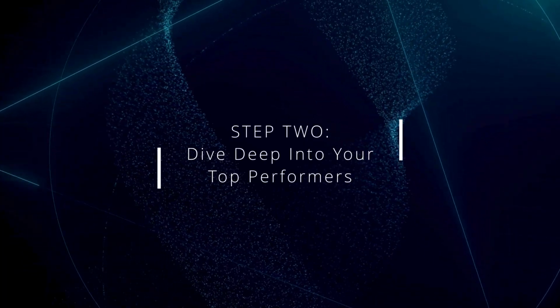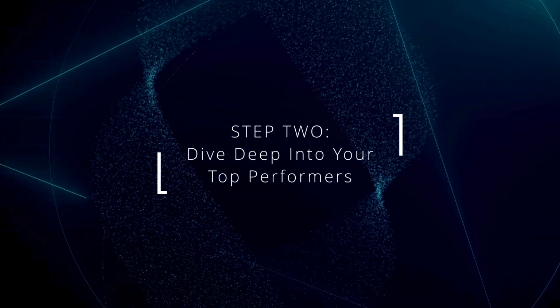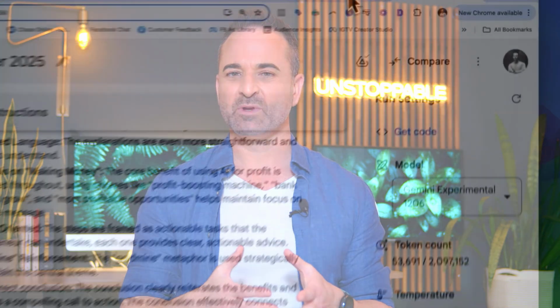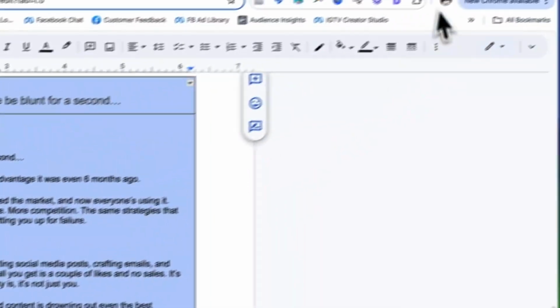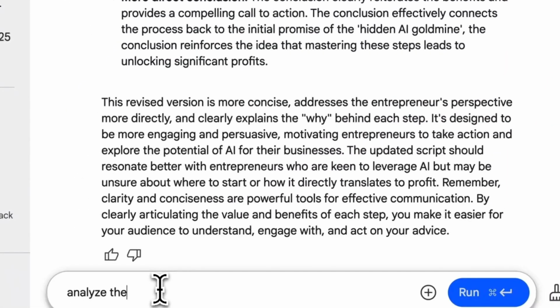Step 2, dive into your top performers. Next, you want to zero in on your top 10 sales emails. Copy and paste the content of those winners into another Google Doc. This is key to use at a later date. Now, in the exact same chat window, have Google AI Studio dissect them, focusing on copy style and the sales angles that hit the mark.